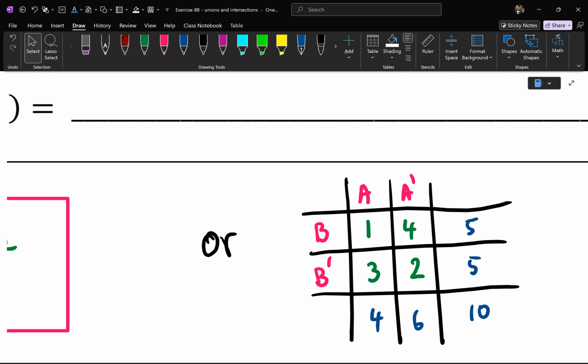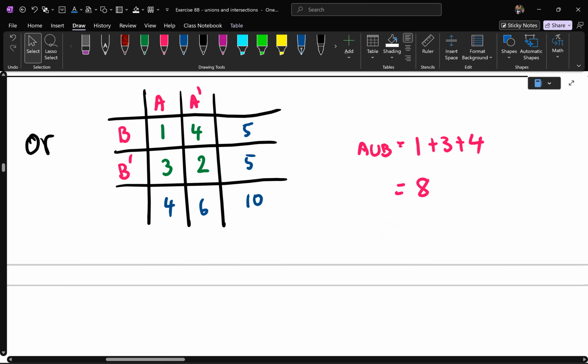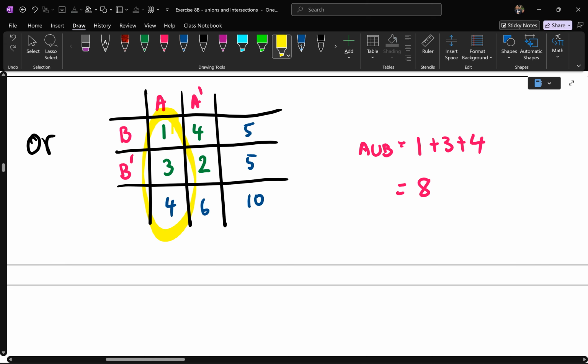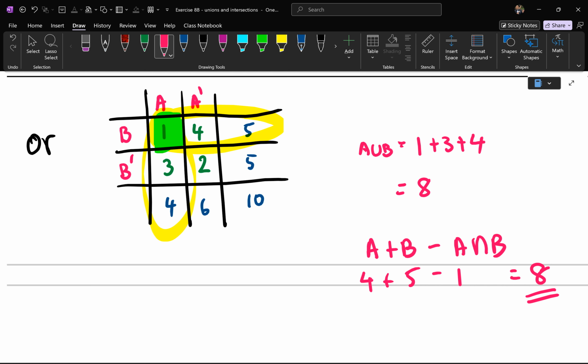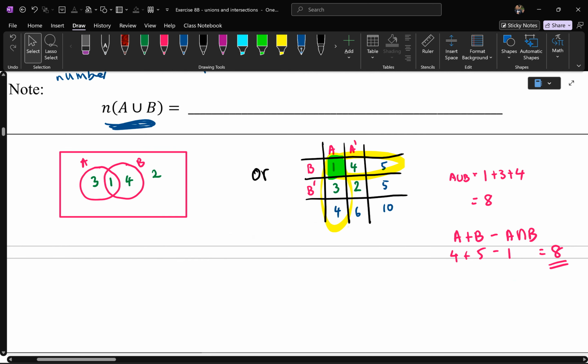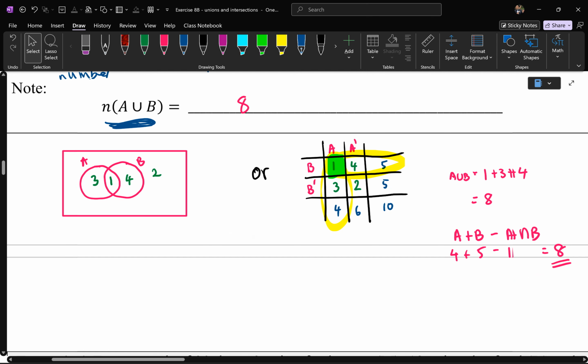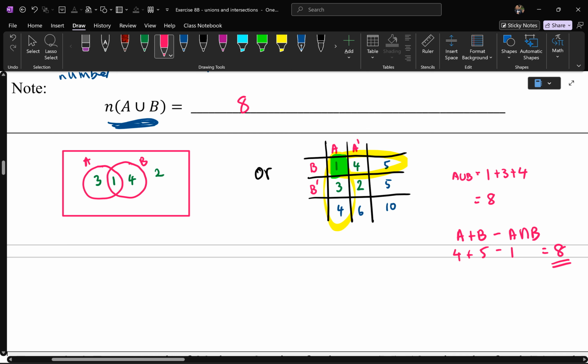Or you could use what Sanvi mentioned before. Total of A, so all of A, plus all of B, minus the overlap. So if you added this down, 1 plus 3, plus 1 plus 4, and then subtract 1. So remember the rule that I just gave, A plus B minus A intersection B. That would have given you 4 plus 5 minus 1, and you would have got 8 as well. Okay, so 2 ways to do it. Doesn't matter how. One's visual, one's good for calculations.